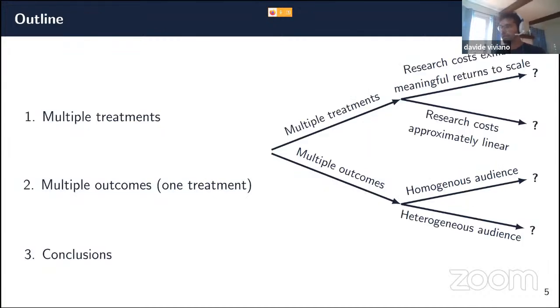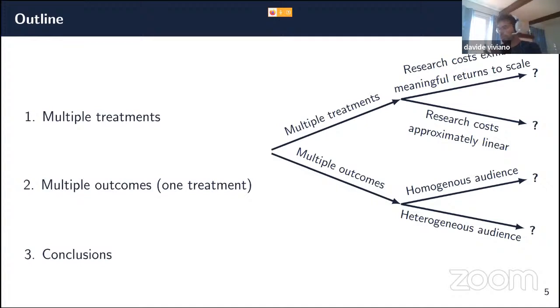So the outline of the talk goes as follows. I'm first going to discuss the case of multiple treatments, where there is a natural one-to-one connection with hypothesis testing and policymaking. I'm then going to discuss the problem with multiple outcomes, where we have a single treatment, and then I'm going to conclude.